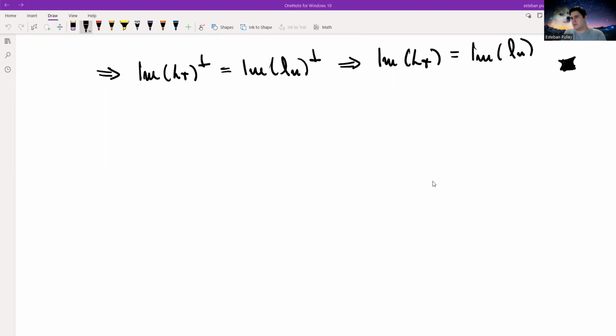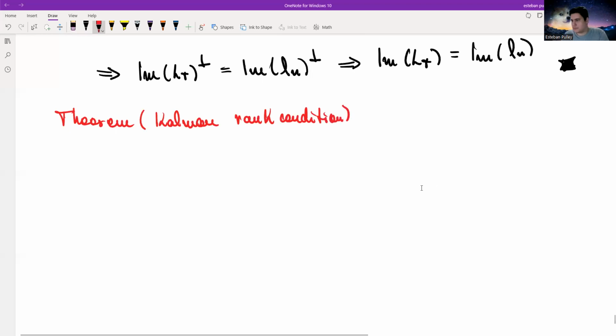Well, but we proved that the image of these operators were the same. Well, so we return to our principal theorem of this section, and this is the Kalman rank condition. Okay, give me a minute. 1 second. Okay, we continue.